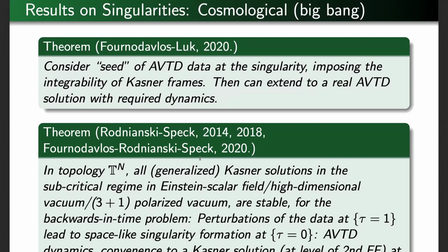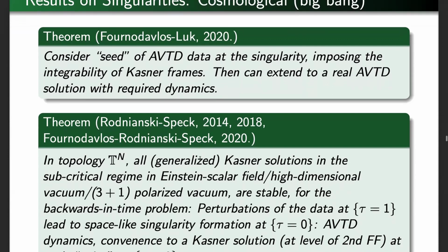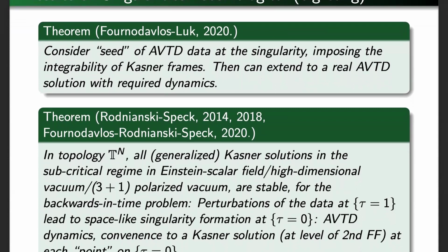The more rigorous result was done by Fournodavlos and Luk in 2020, where their seed data is not analytic, it is, in a sense, in a Sobolev space, which is what modern day analysis works with. Okay, so they prescribe seed data at the singularity, and they impose a certain integrability of the principal frames. This integrability is what turns off the chaotic dynamics. So they say, I'm going to put it at the singularity, I'm going to impose it there.